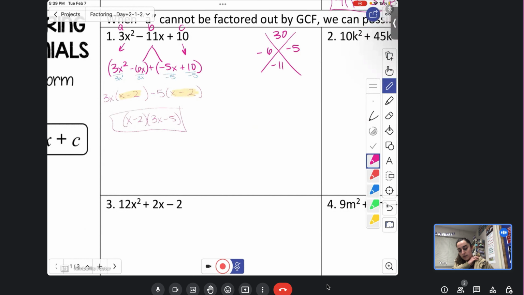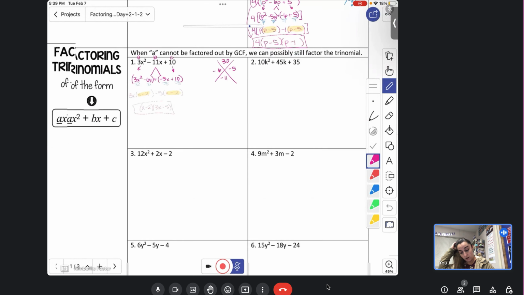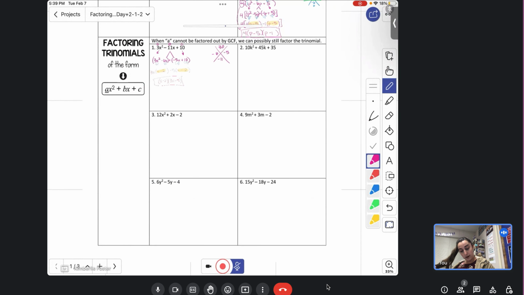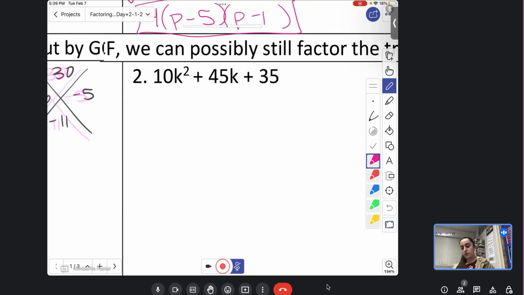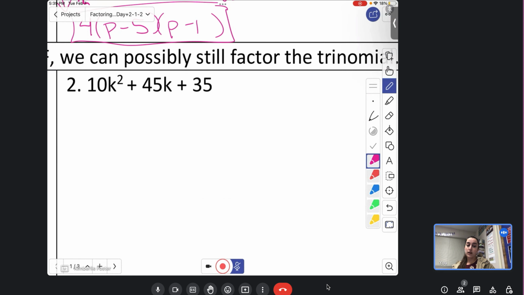I'm not going to go through all of these, so I'm just going to pick a couple. Let's see. I'll go ahead and do number 2 here. So number 2, right off the bat, what stands out to me, I have 10, 45, and 35. I notice these are all multiples of 5. So before I do my x factor, I need to pull out a 5. I need to factor out a 5. Okay, so I'm going to factor out a 5.